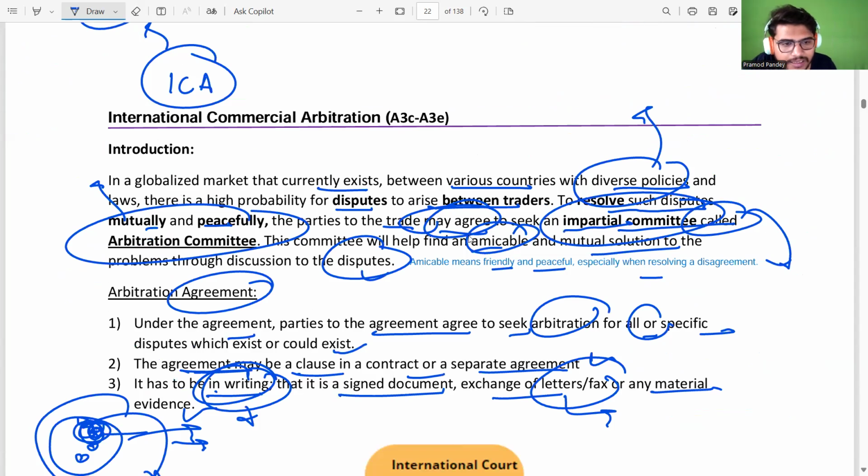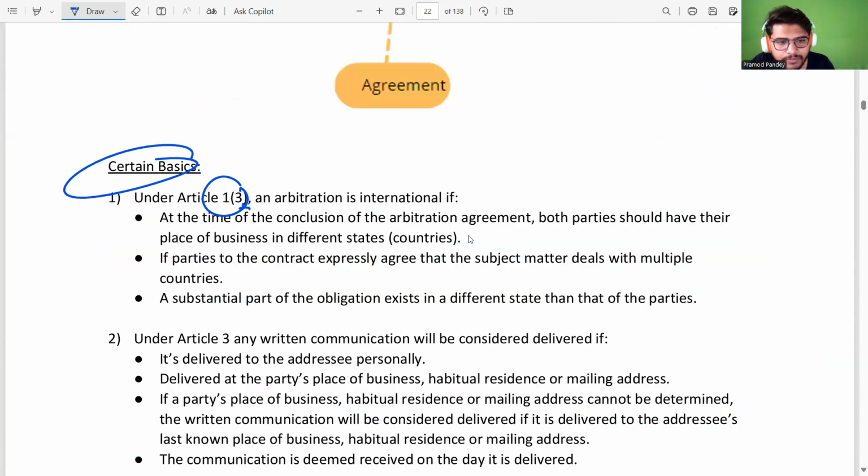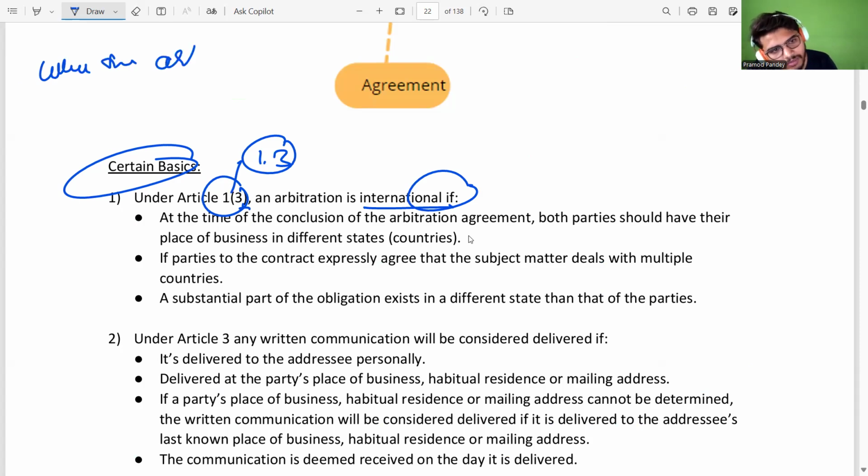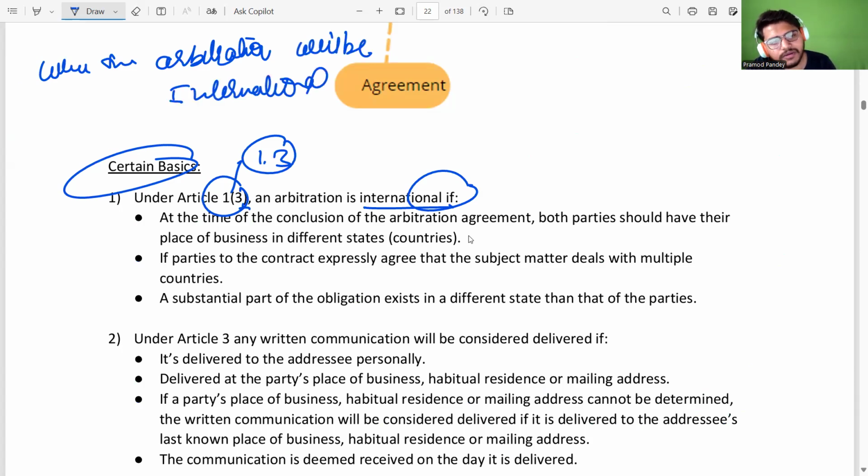So under Article 1.3, arbitration is international. Basically, they are talking about when the arbitration will be international. Now why are we even considering whether arbitration is international or not? First, it could be possible that in the same country, an arbitration process can be appointed between two people when there's a dispute in a single country. But when we're talking about international law, we look at whether the arbitration is international or not. So these are the things we look at.